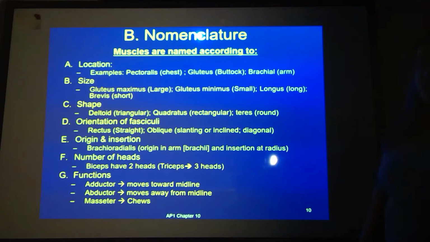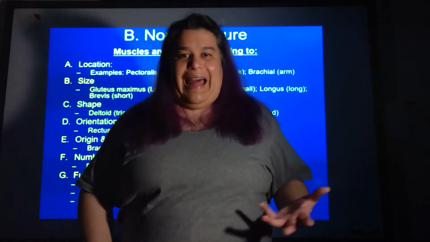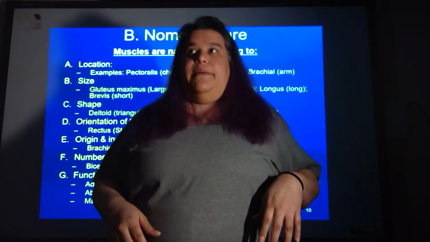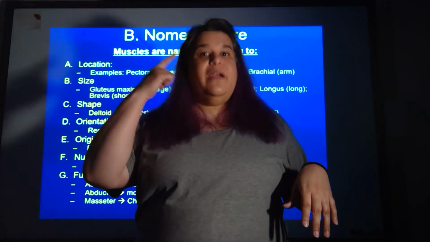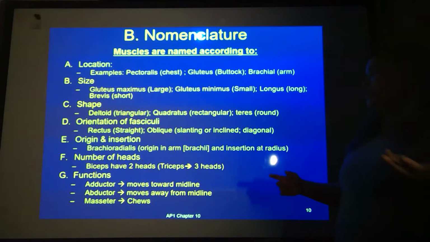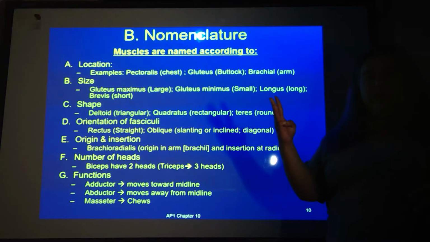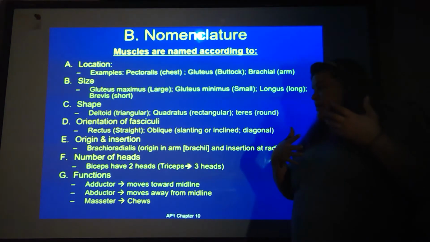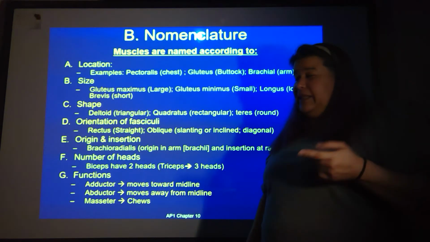The origin and insertion. So the brachioradialis, the origin is going to be the brachii, somewhere on the humerus. The radialis is going to be on the radius. You've got the temporal mandibular joint. So you've got one on the temporal bone here, one on the mandible down here. The number of heads. I just talked about this. The bicep and the tricep actually have multiple points of attachment on the body somewhere. So you'll see this when we get to the muscles a little later.